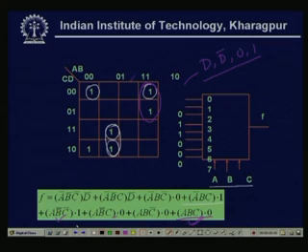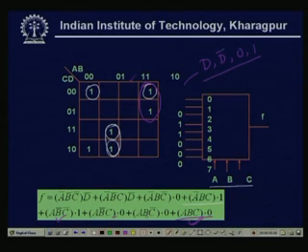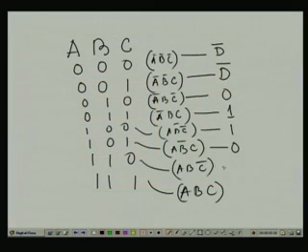Then A B bar C bar and A B bar C: 1, 0. A B bar C bar 1, A B bar C 0. Then A B C bar and A B C: 0, 0. So, now these 8 will be my primary inputs: D bar, 0, 1, 1, 0, 0, 0, and for these combinations 0, 1, 1, 0, 0.